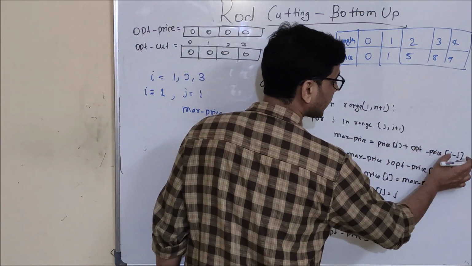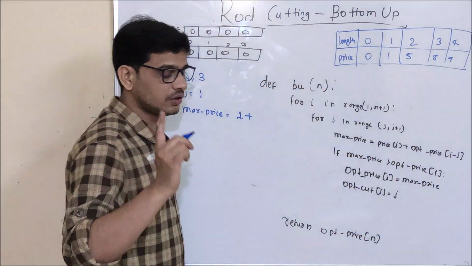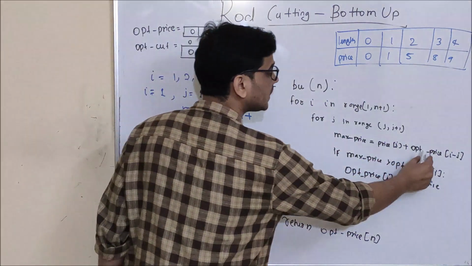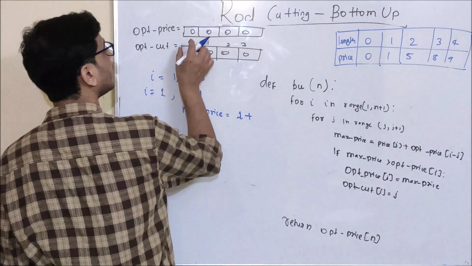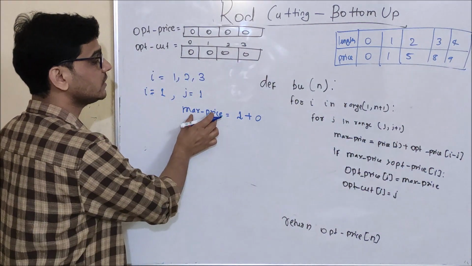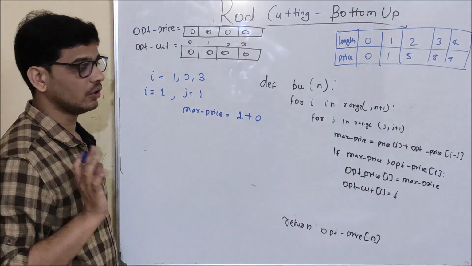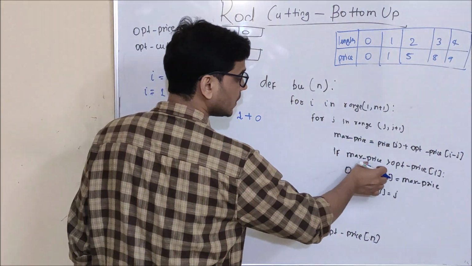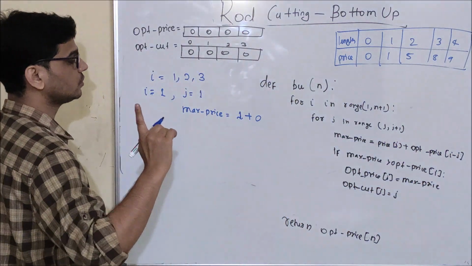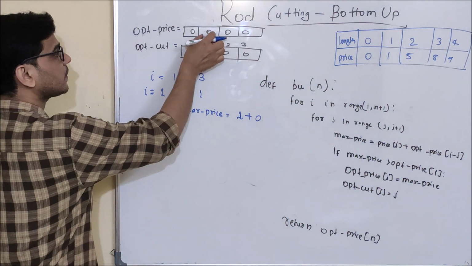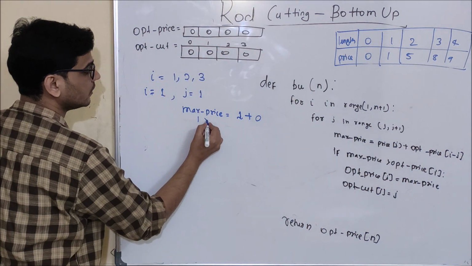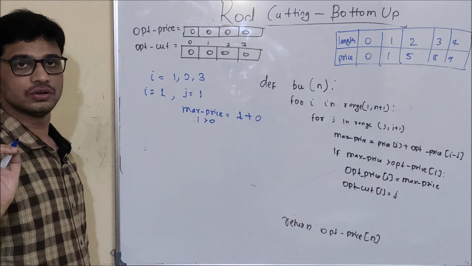And then optimal price of i minus j. i is equal to 1 and j is equal to 1, so optimal price of 1 minus 1, that is 0. And what is optimal price of 0? It is 0. So in max price, we have 1 right now. What are we going to do after that? If max price is greater than optimal price of i, so optimal price of i equal to 1 is 0 and max price is equal to 1, so 1 is greater than 0.